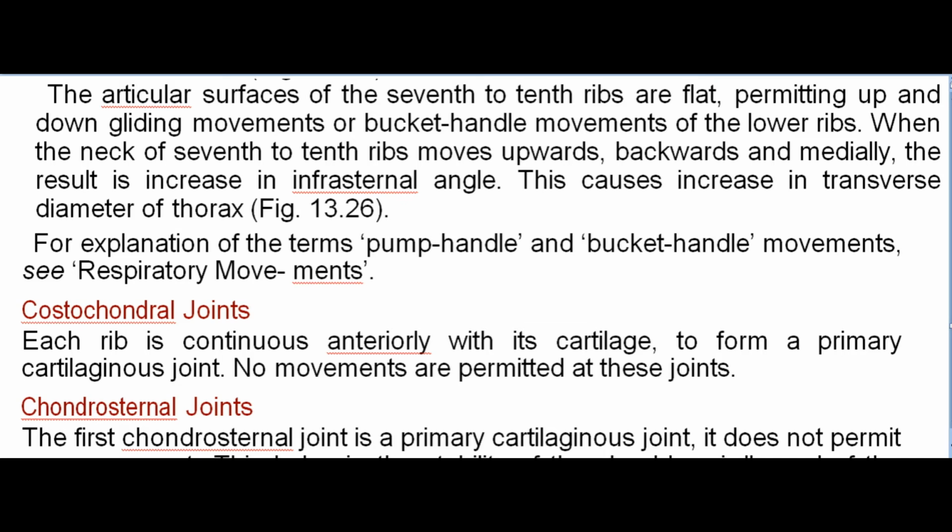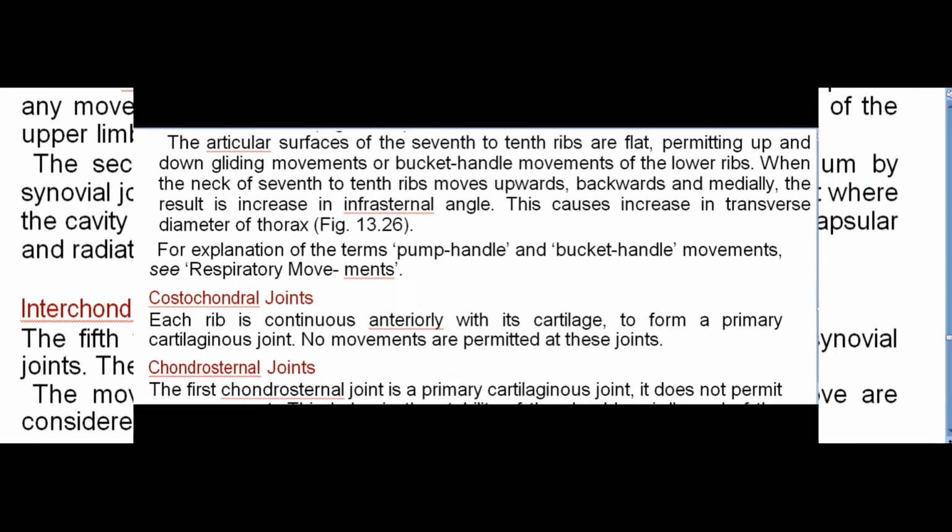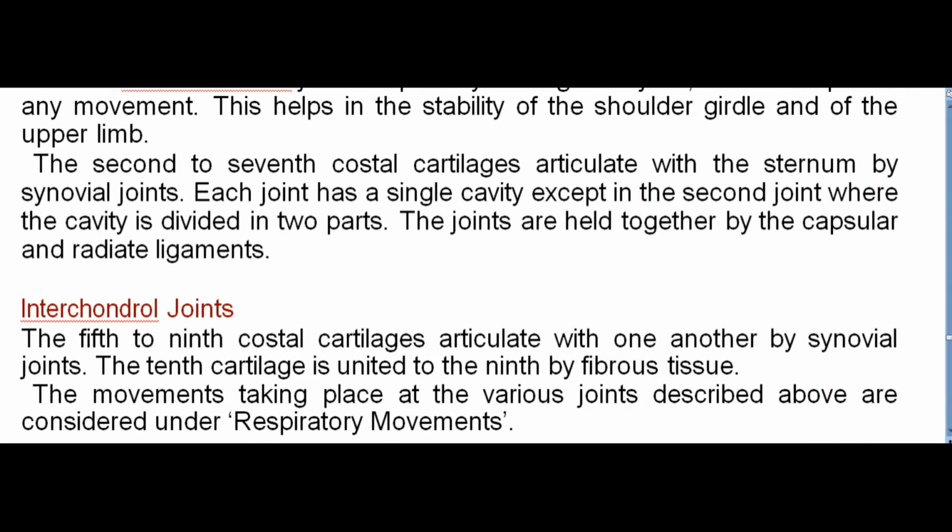Costochondral joints. Each rib is continuous anteriorly with its cartilage, to form a primary cartilaginous joint. No movements are permitted at these joints. Chondrosternal joints. The first chondrosternal joint is a primary cartilaginous joint; it does not permit any movement. This helps in the stability of the shoulder girdle and of the upper limb.